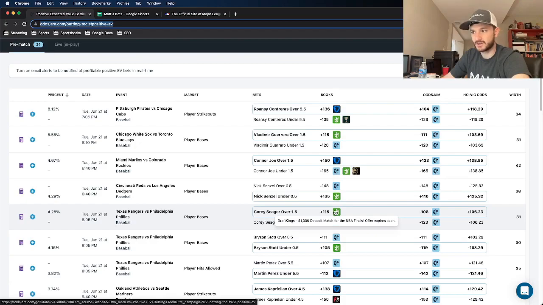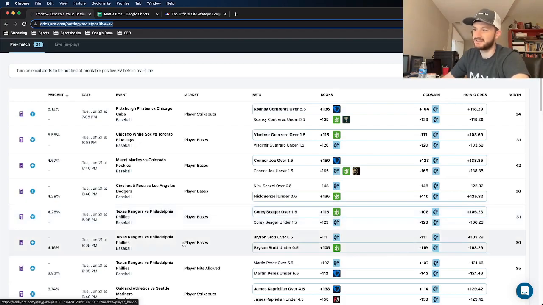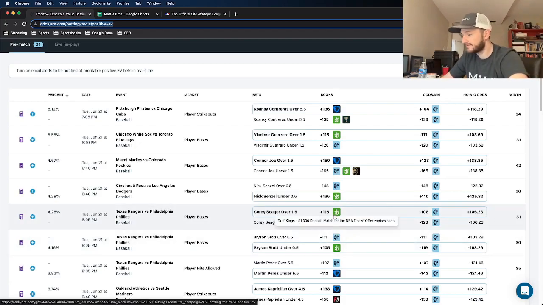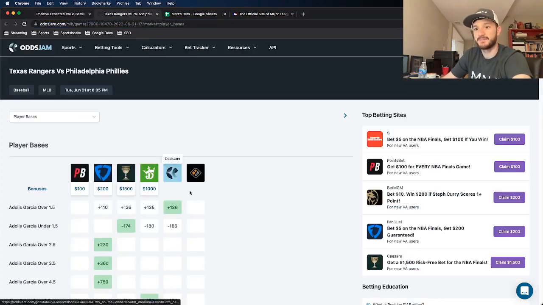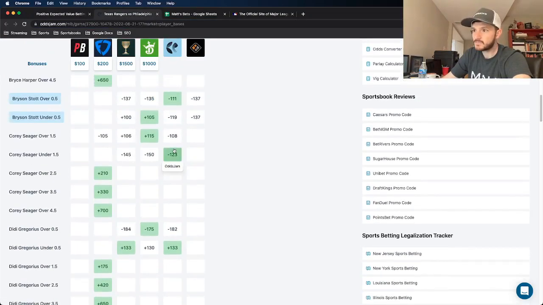This Corey Seager one, looks like they're both in the Rangers-Phillies game, which is fun. It's plus 115 on DraftKings. The OddsJam line has it at minus 108, with the vig removed at plus 106, which equates to a profit margin of roughly 4.25%. So again, let's look at this in a new tab. Corey Seager. And let's see.